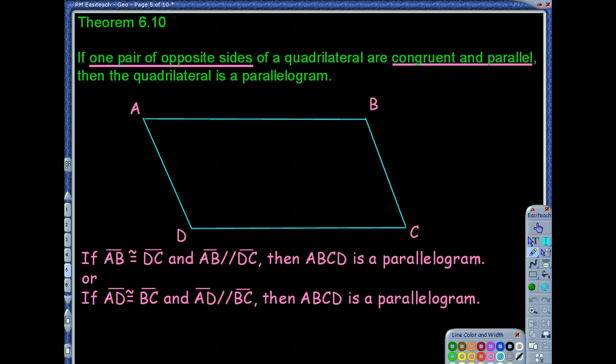It says if one pair of opposite sides of a quadrilateral are congruent and parallel, then the quadrilateral is a parallelogram. So there's two different scenarios because you're talking about one pair. So let's say you're talking about side AB and side DC. If these sides are congruent and parallel, then that's enough to prove it's a parallelogram. Or the other sets. It just depends. So this one's kind of nice. And this was one I think people forget about sometimes.